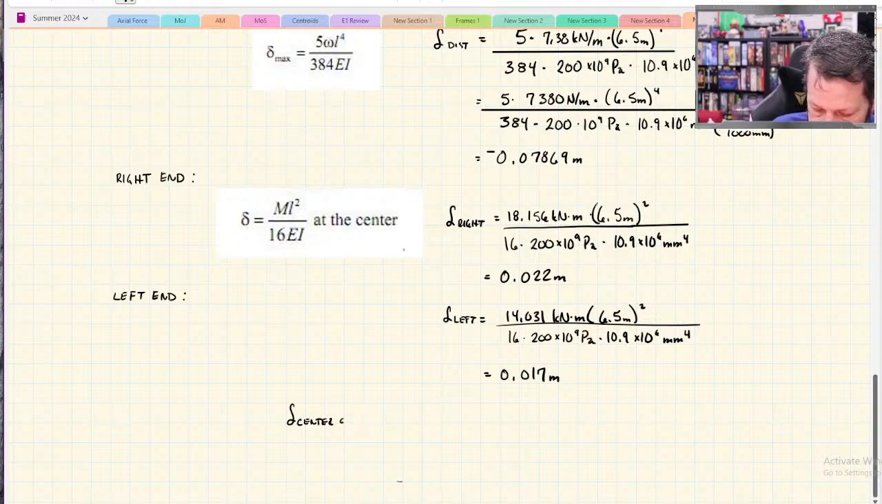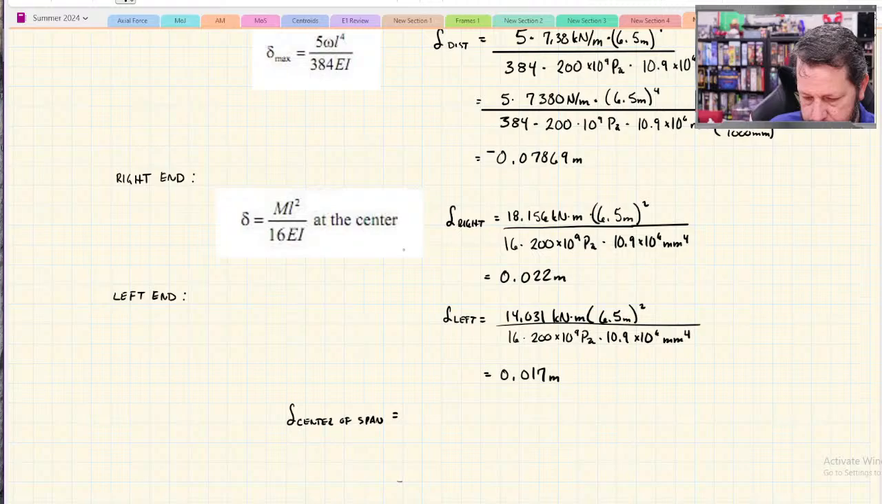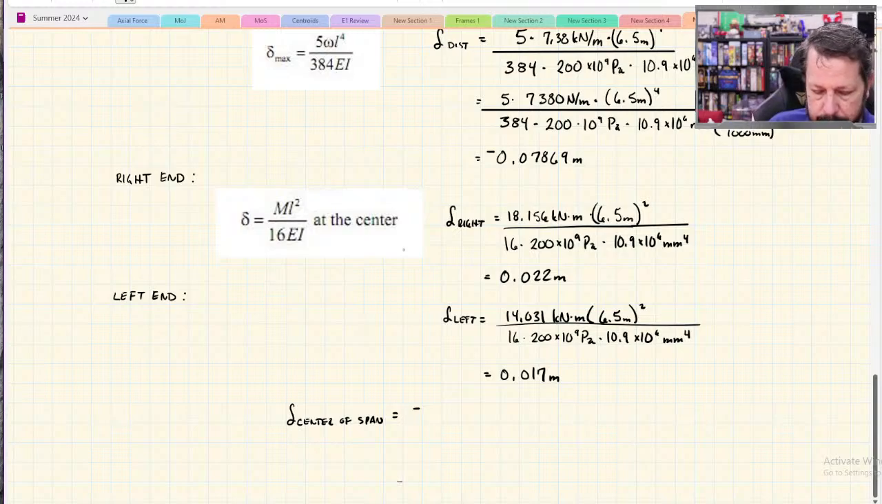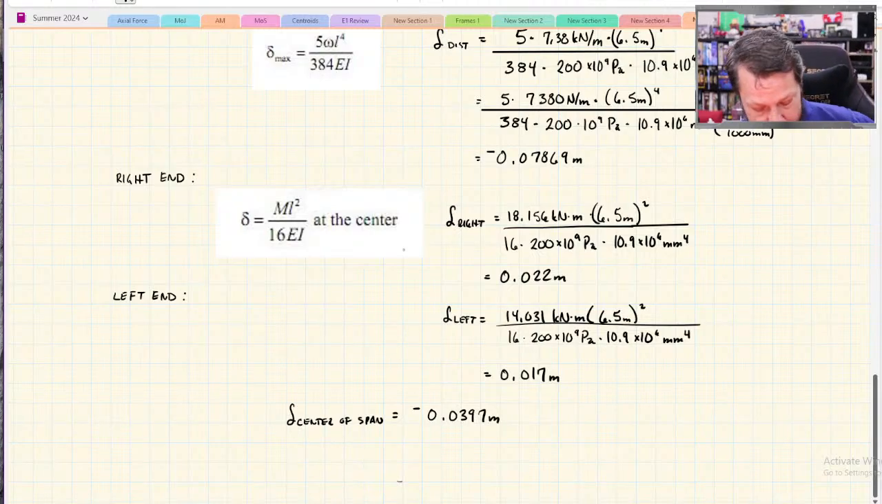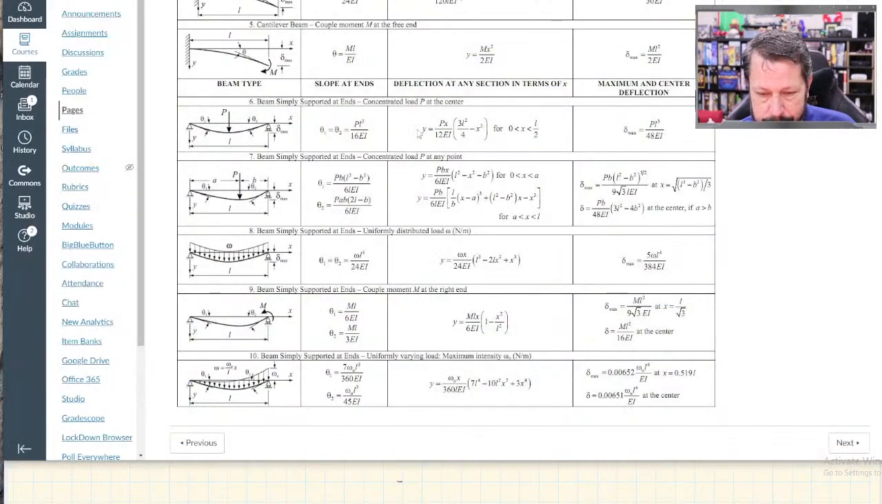And then ideally, if we can add all of these together, let's see, I've got 0.017 plus 0.022. Those are the two external concentrated moments that are pushing the beam up, and then minus the distributed load, 0.07869. So I end up with a total net of negative, so it does end up moving down more than it moves up, 0.0397 meters.